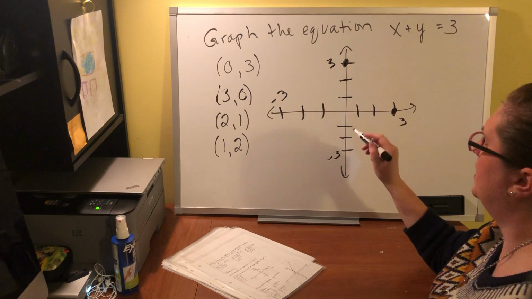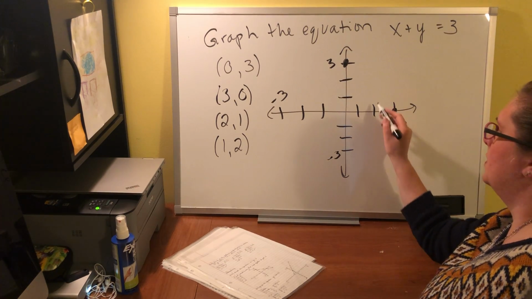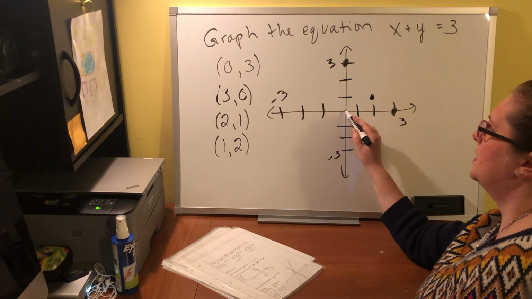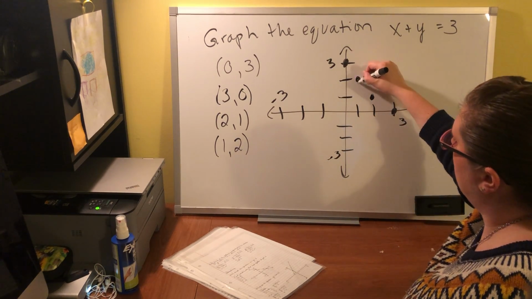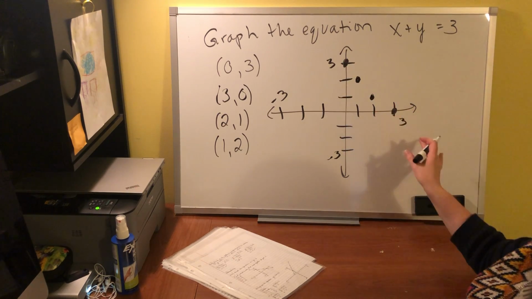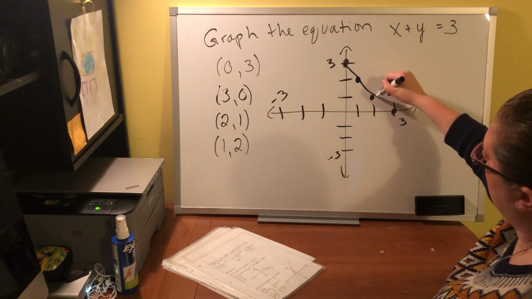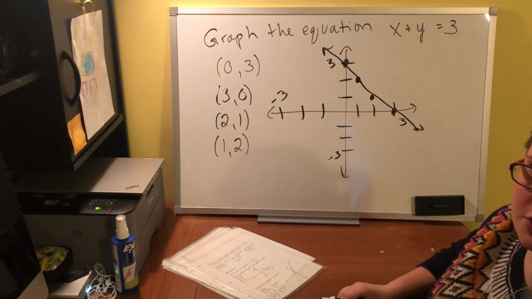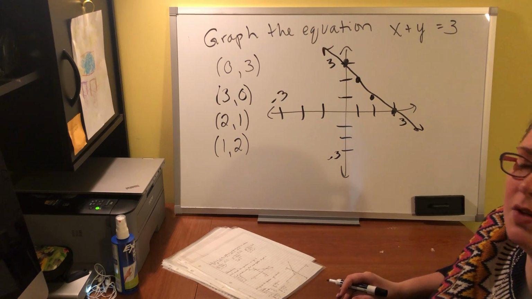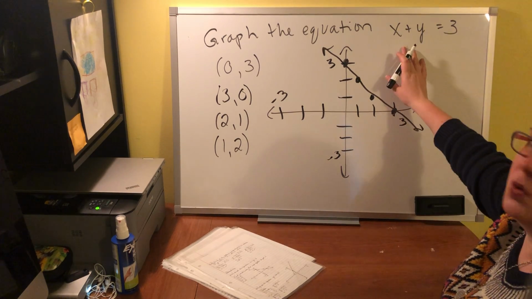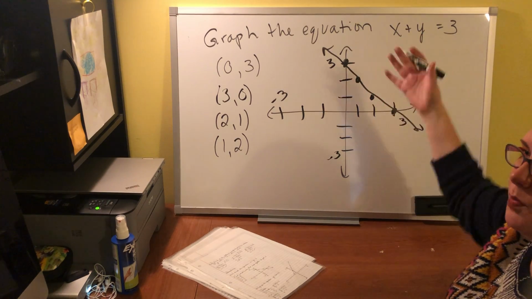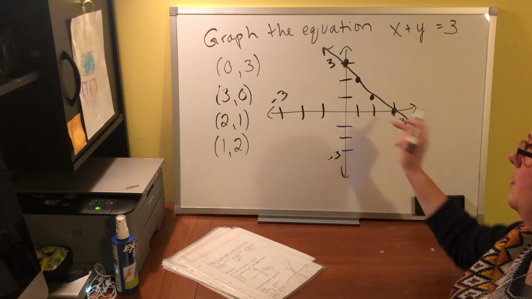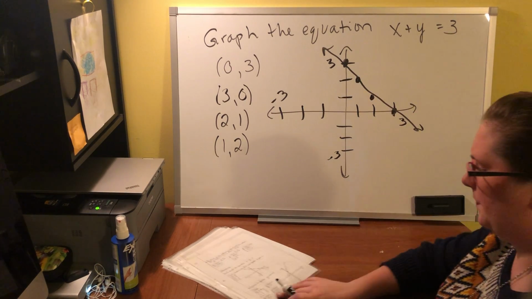Next we have 2, 1. The positive 2 is telling us to go right 2 and up 1. There's another point. And then 1, 2 is telling us to go right 1 and up 2. I know it's not the straightest on my board, but you would go ahead and connect the dots. You are going to extend the line and add arrows because graphs go on infinitely. You can put any kind of number into any equation and still come up with a graph. So it goes on infinitely, so make sure you connect the dots, extend the lines, and add the arrows.